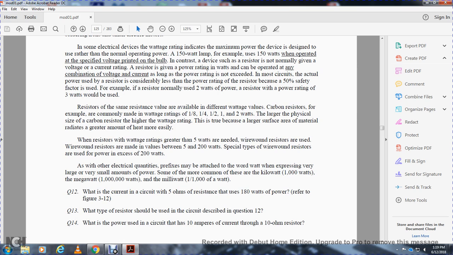Other electrical quantity prefixes may be attached to the word watt when expressing very large or very small amounts. Some of the most common are kilowatt, which is 1,000 watts; megawatt, which is 1 million watts; and milliwatt, which is one thousandth of a watt.